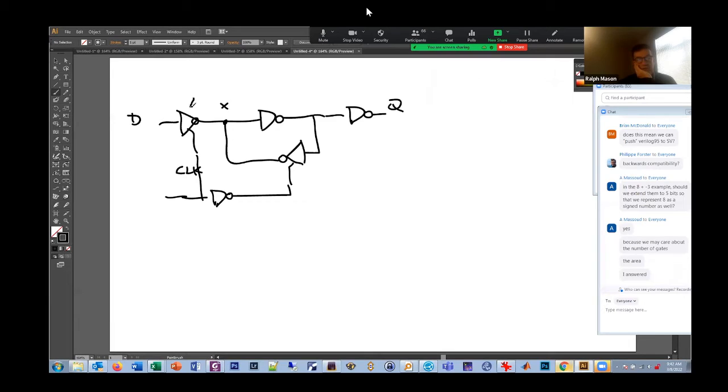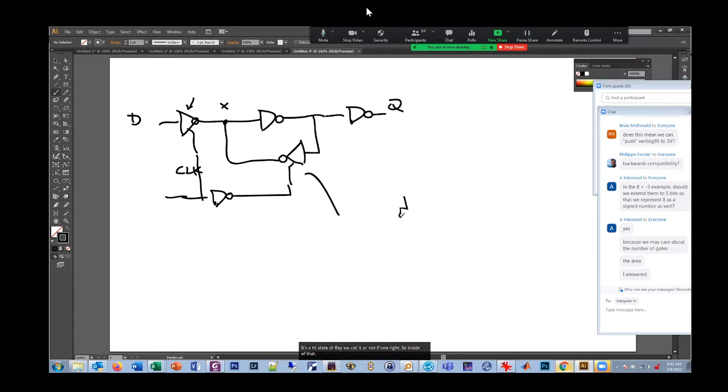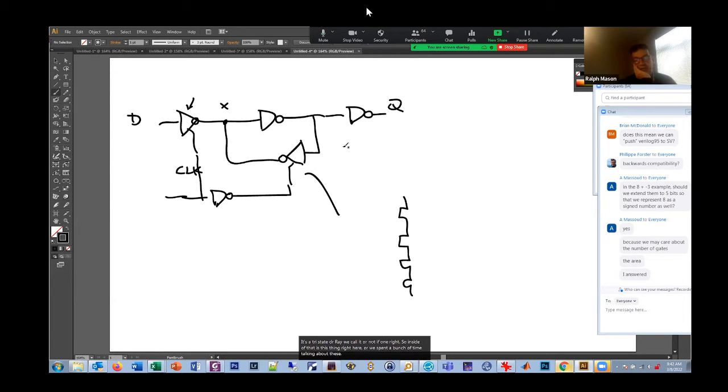And you know what these are, right? What are those? Tri-state. It's a tri-state driver, right? We call that our not IF1, right? So inside of that is this thing right here. Remember we spent a bunch of time talking about these, and that's kind of why we did. Every latch uses these inside. So that looks like this. And this one is active high, so that would look like that, that's kind of like the clock signal.